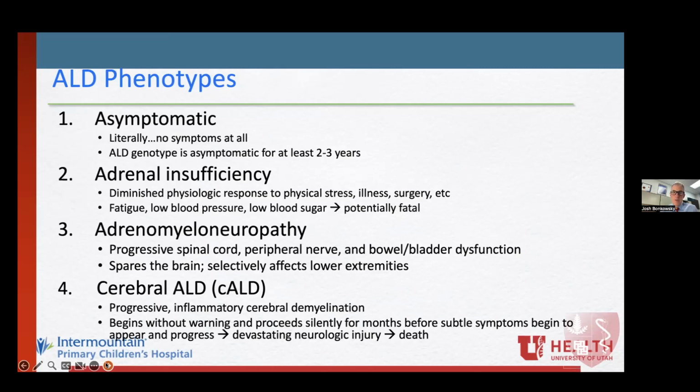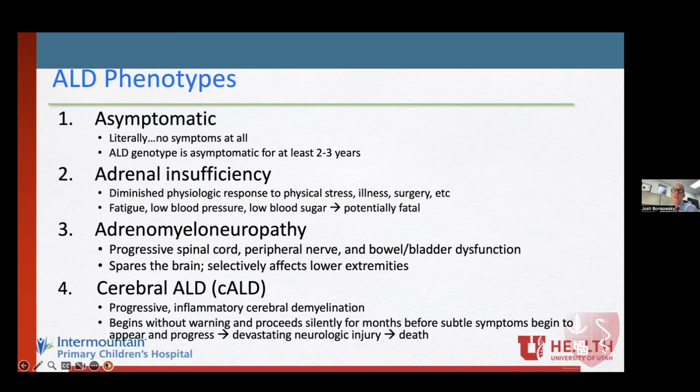The third type of problem that can occur in ALD is something called adrenomyeloneuropathy, or AMN. This affects adults. It affects men more than women, but it can affect both men and women. And it's mostly affecting the spinal cord and peripheral nerves.